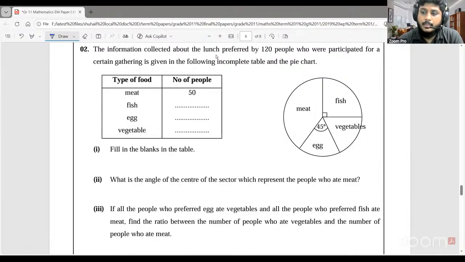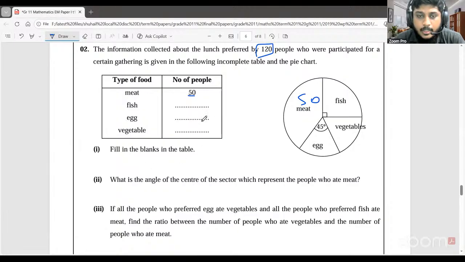Okay, now let's start. First of all, the information collected about the lunch preferred by 120 people who have participated in a certain gathering is given in the following incomplete table and the pie chart. Right? So meat is 50. They have given this 50. So the total is 120 they have given. They have asked to fill in the blanks.